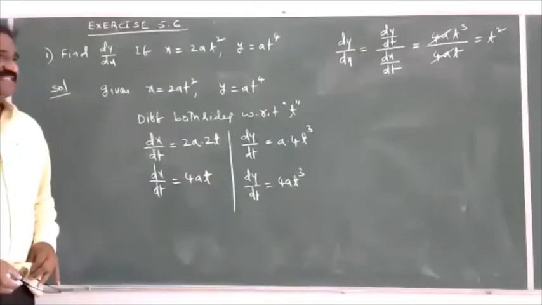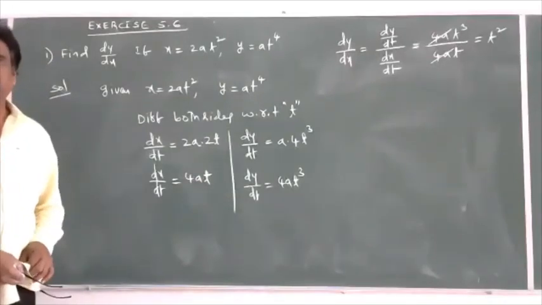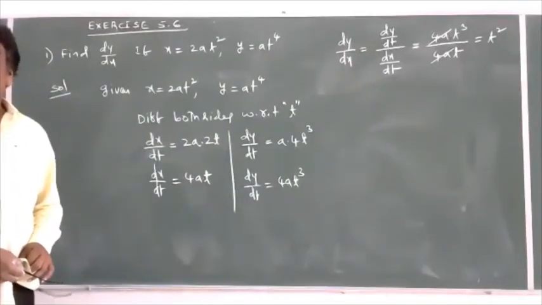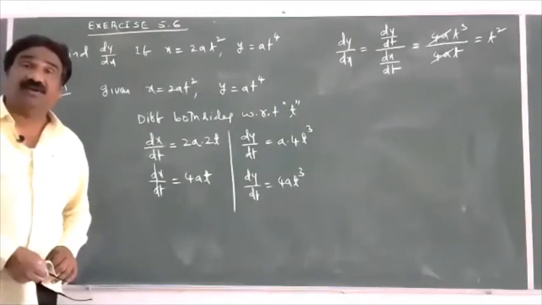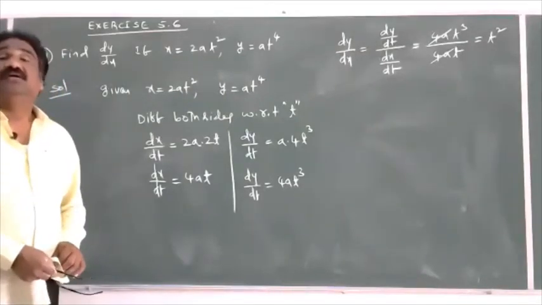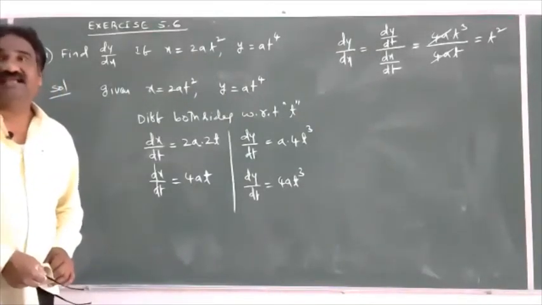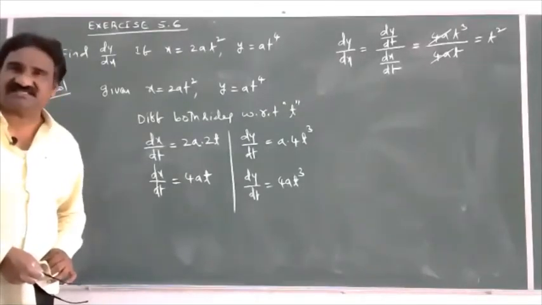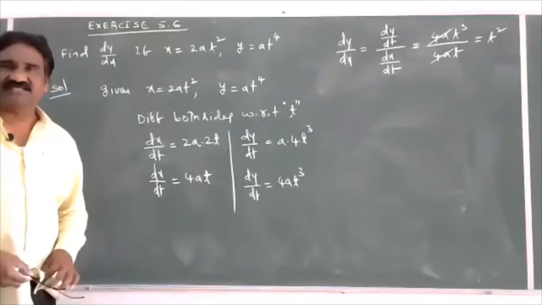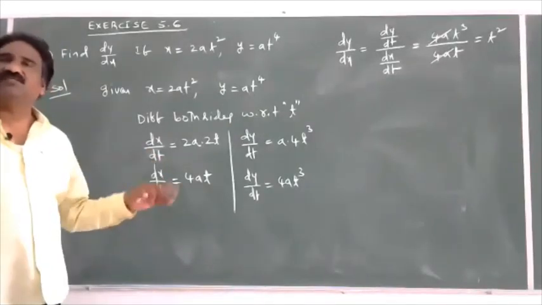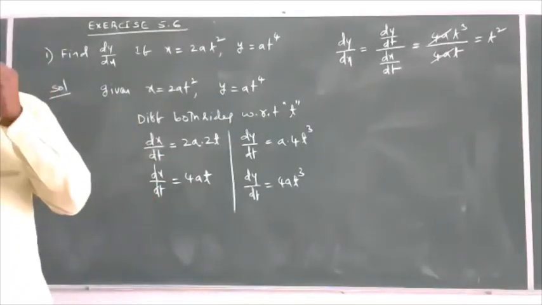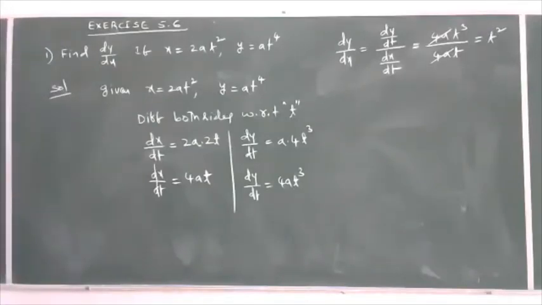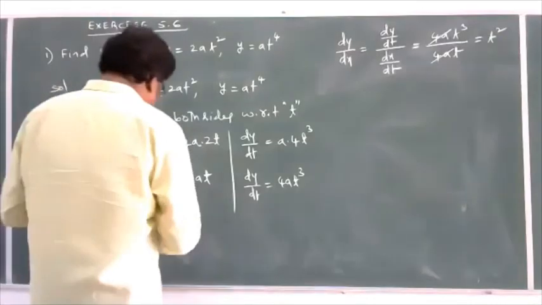The second process is very useful for all problems, but the first process is only applicable if eliminating the parameter is possible. Only in such cases can the first process be used. The second process is useful for every problem. That's why I am doing it using the second method.